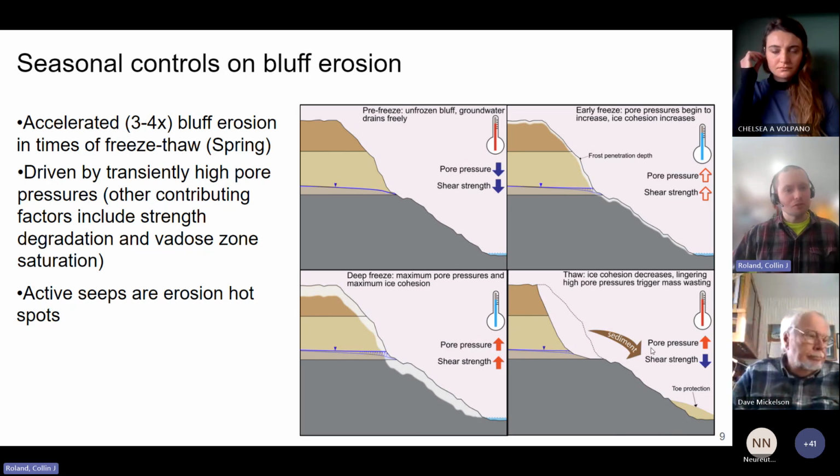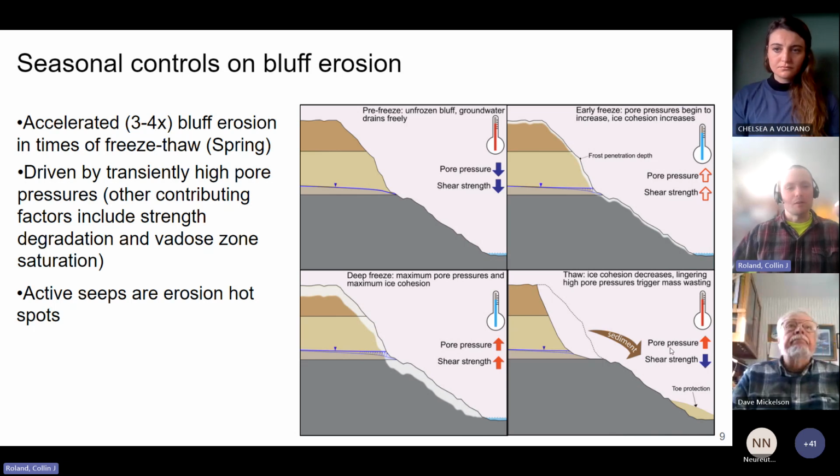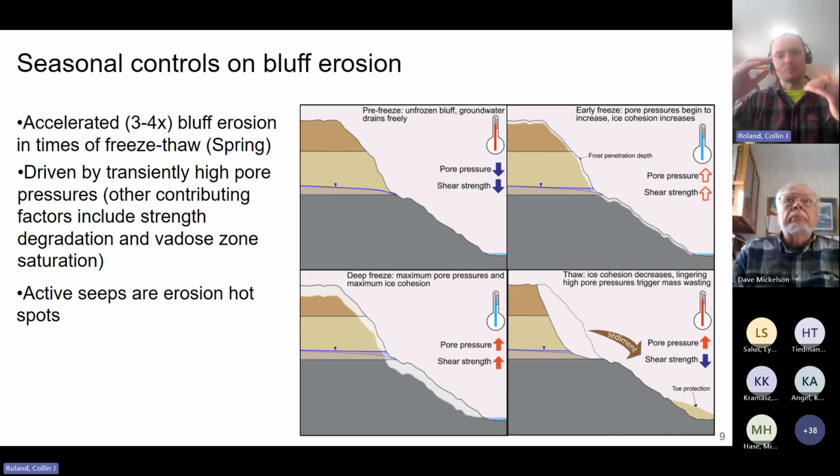But then when the temperatures start to creep back up, that water is still trapped behind that ice, but the shear strength starts to decrease. So we still have that driving force for failure, but we get this mismatch between the driving forces and the resisting forces as the bluff starts to melt, and the shear strength in the material goes down. And that's when we see these big failures, and hopefully that's what you saw in that video.